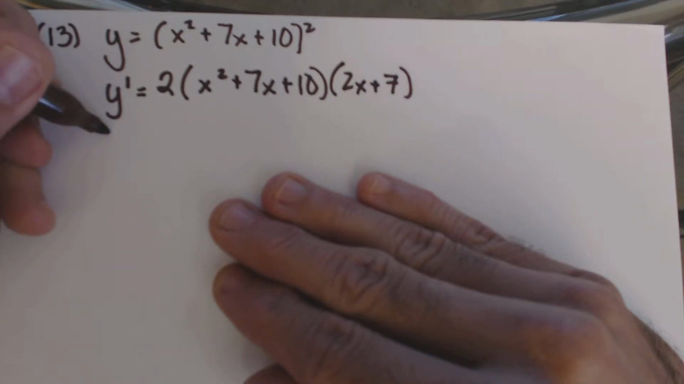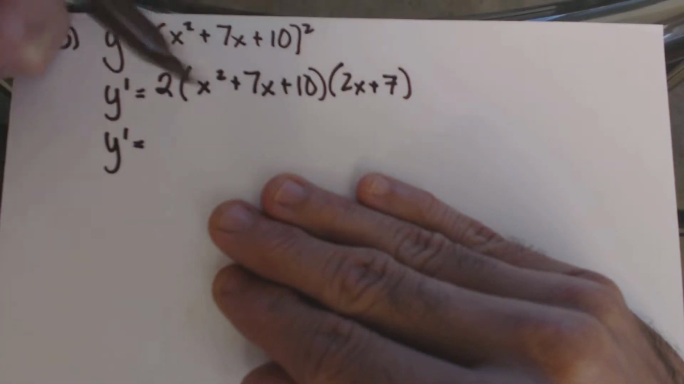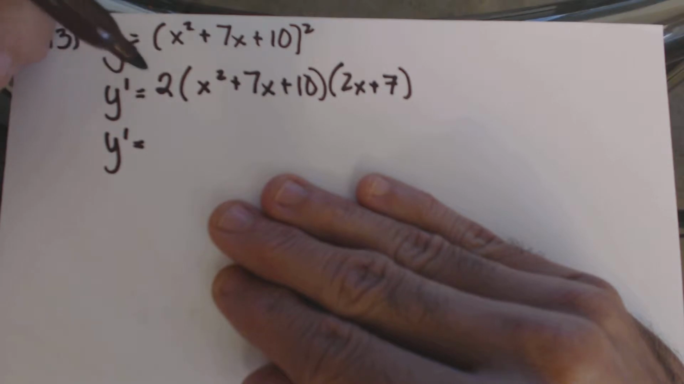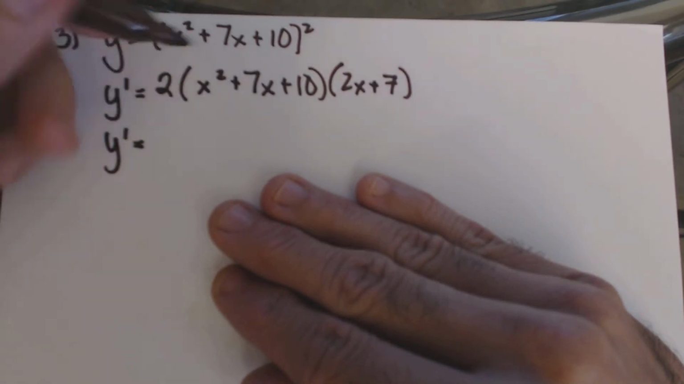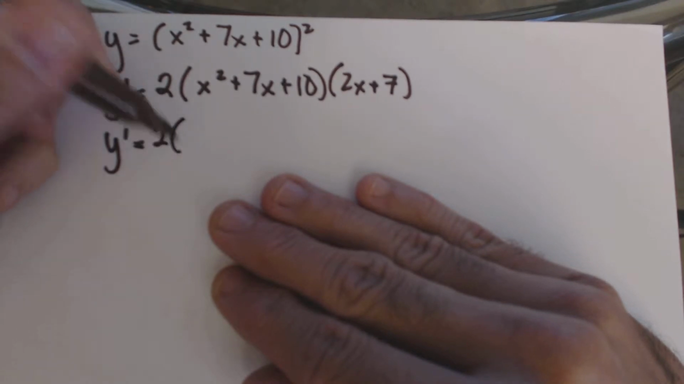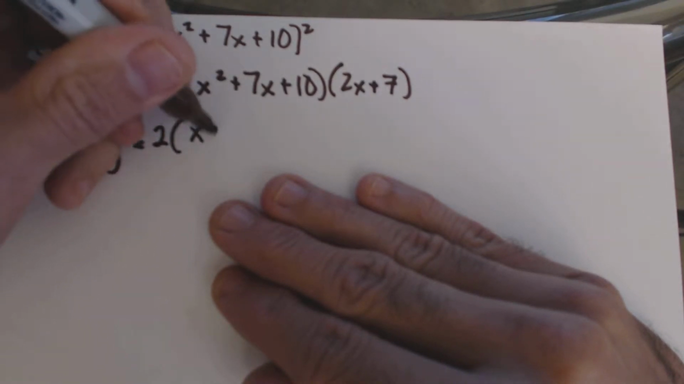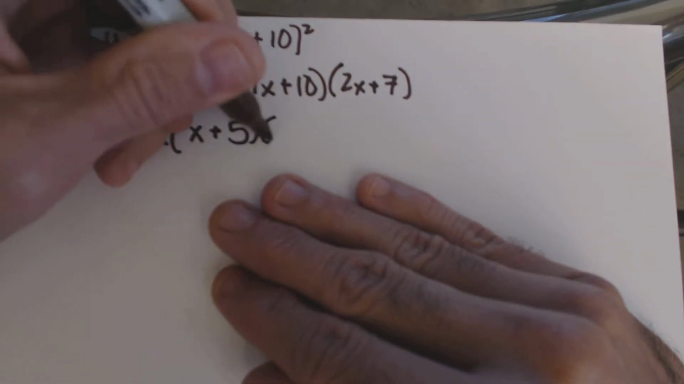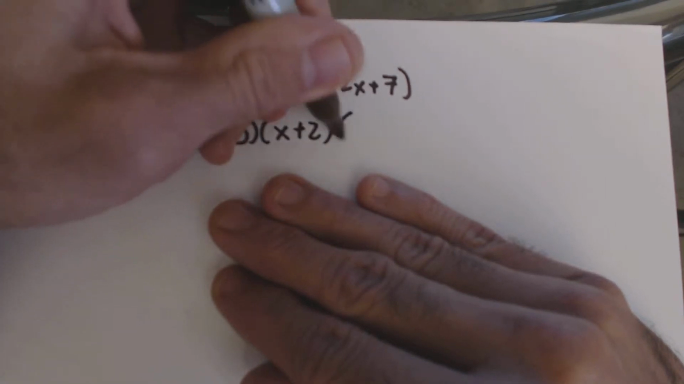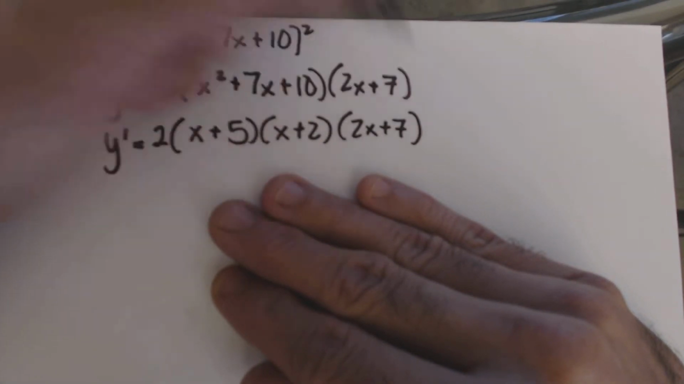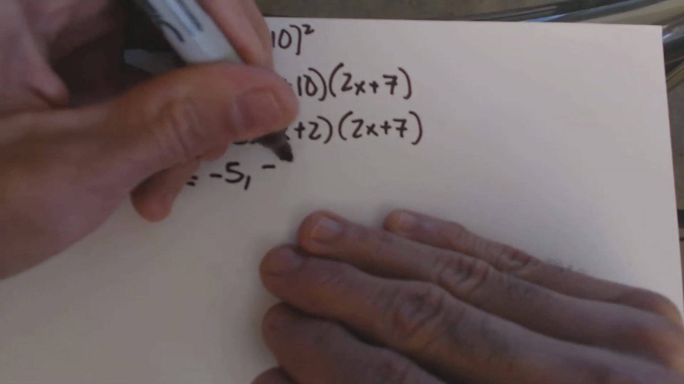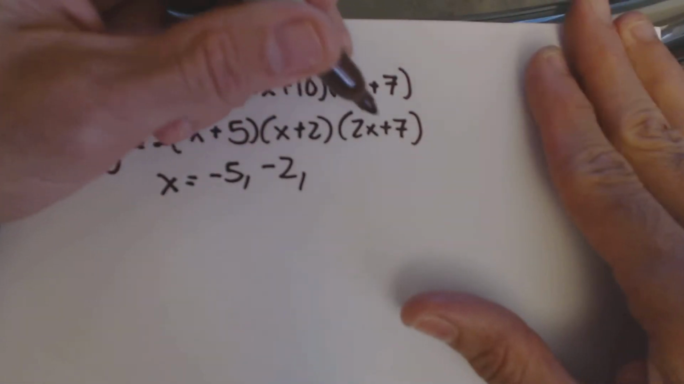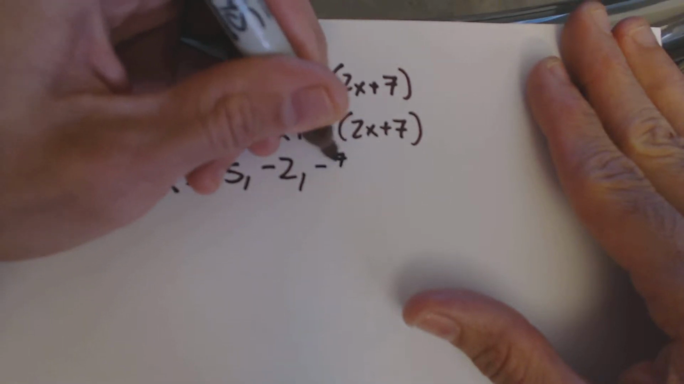So now we need to factor this. We already pretty much have it factored in a way. So we just need to factor this quadratic term in the middle, and that's going to be x plus 5, x plus 2 times 2x plus 7. So the critical values are x equals negative 5, x equals negative 2, and x equals negative 7 halves.